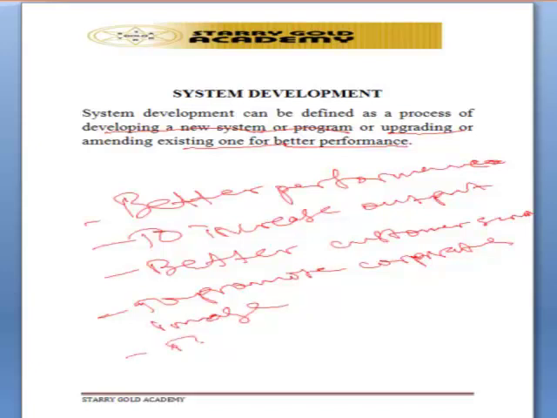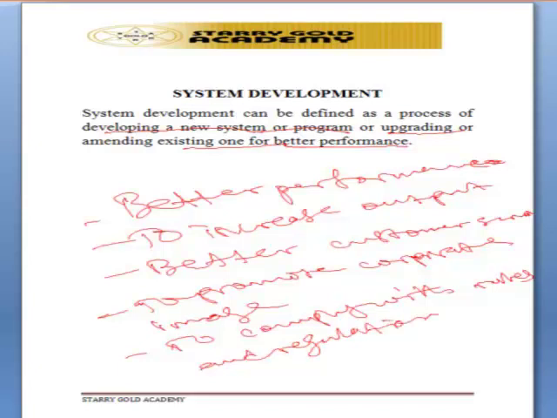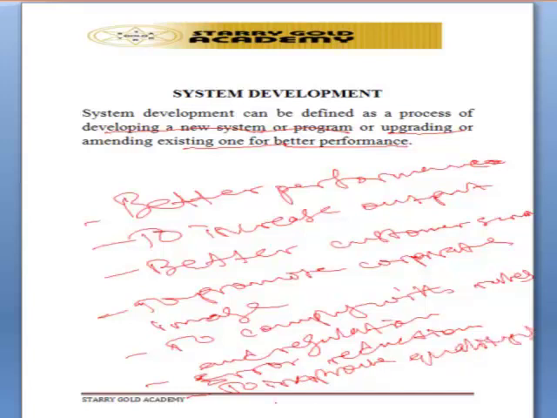Then to comply with rules and regulations. Then we also develop a new system in order to reduce the rate of error, that is error reduction. And also to increase or improve the quality of output, the quality of product and services. So these are some of the reasons whereby we need to develop a new system.